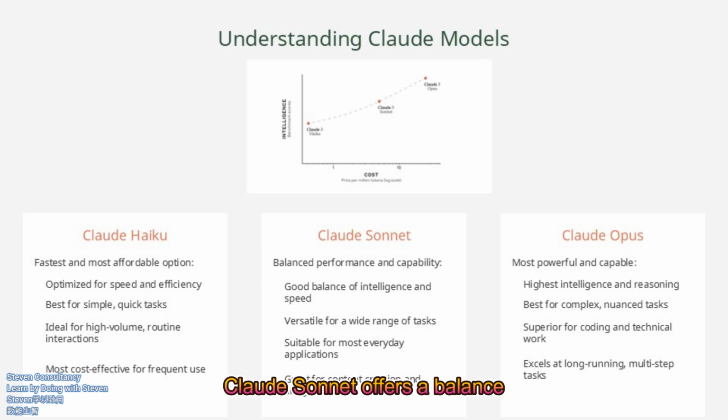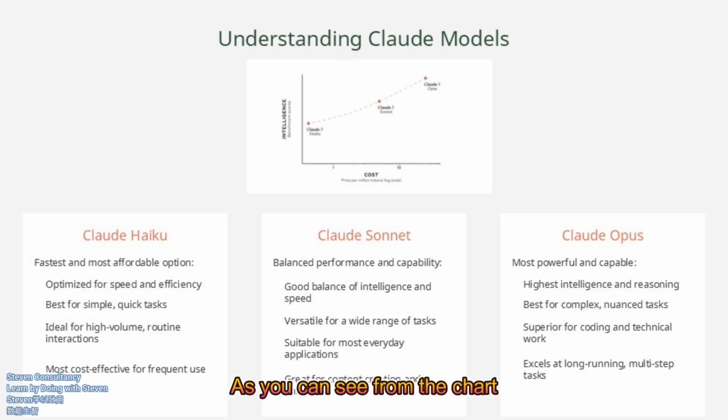Claude Sonnet offers a balance of performance and capability. It provides a good mix of intelligence and speed, making it versatile for a wide range of everyday applications, including content creation and analysis. Claude Opus is the most powerful and capable model. It has the highest level of intelligence and reasoning, making it the best choice for complex, nuanced tasks, especially in areas like advanced coding and technical work.